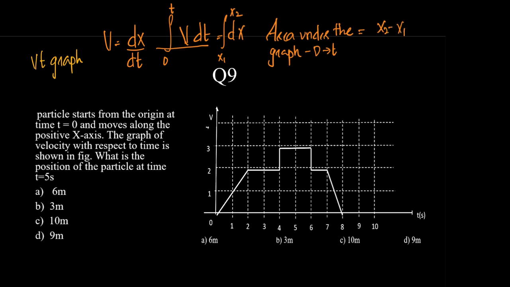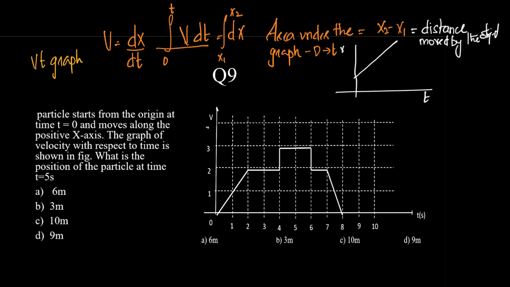Now what is x2 minus x1? It is the distance moved by the object, right? Which means if you have a velocity-time graph, and a specified time interval is mentioned, say from 0 to t, the area under this graph will give you the distance moved by the object. Okay, so very simple question.